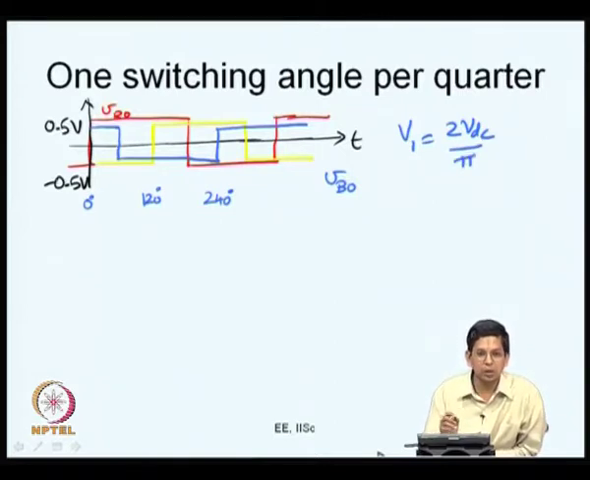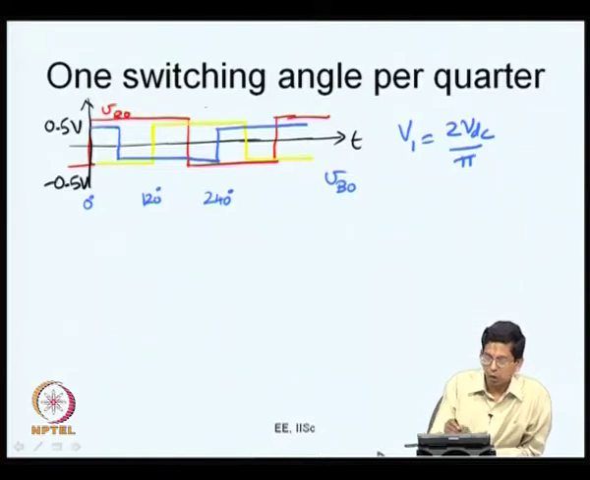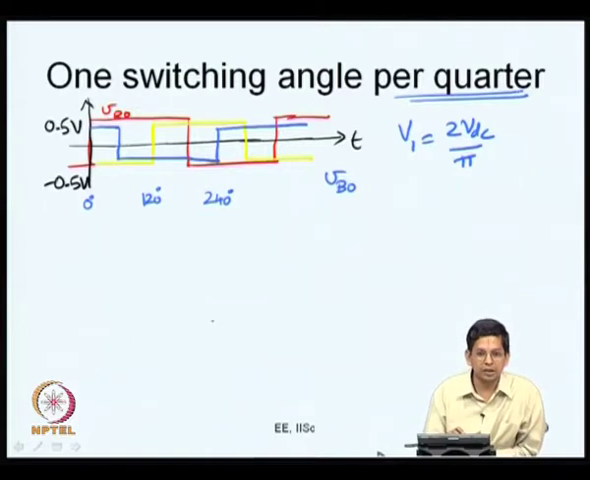So, to start controlling the fundamental voltage, we are going to introduce one switching angle in a quarter cycle. We want waveforms with 3 phase symmetry, half wave symmetry, and also quarter wave symmetry. If you want quarter wave symmetry, there should be an equal number of switching angles in all the quarters. So, first is one switching angle in a quarter. We will consider it quarter cycle by quarter cycle.